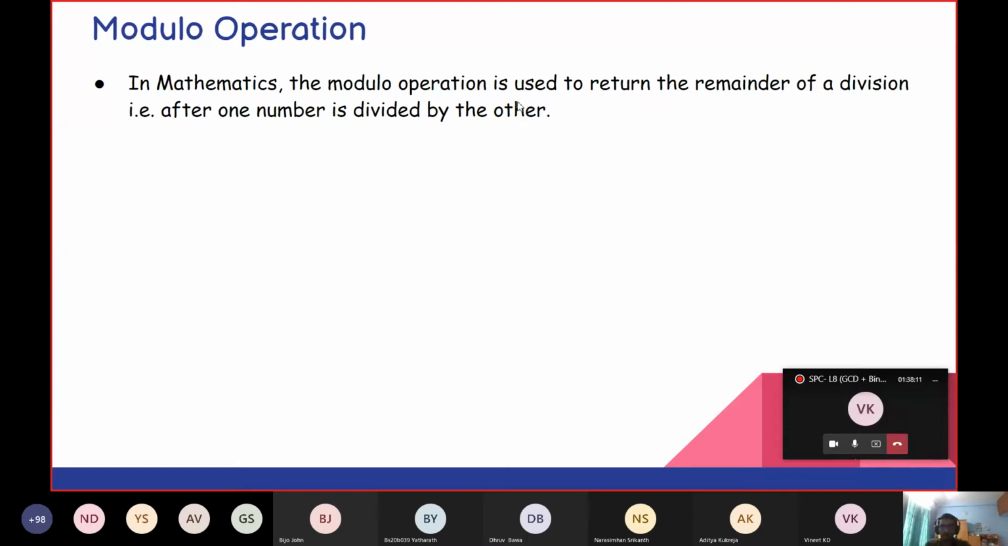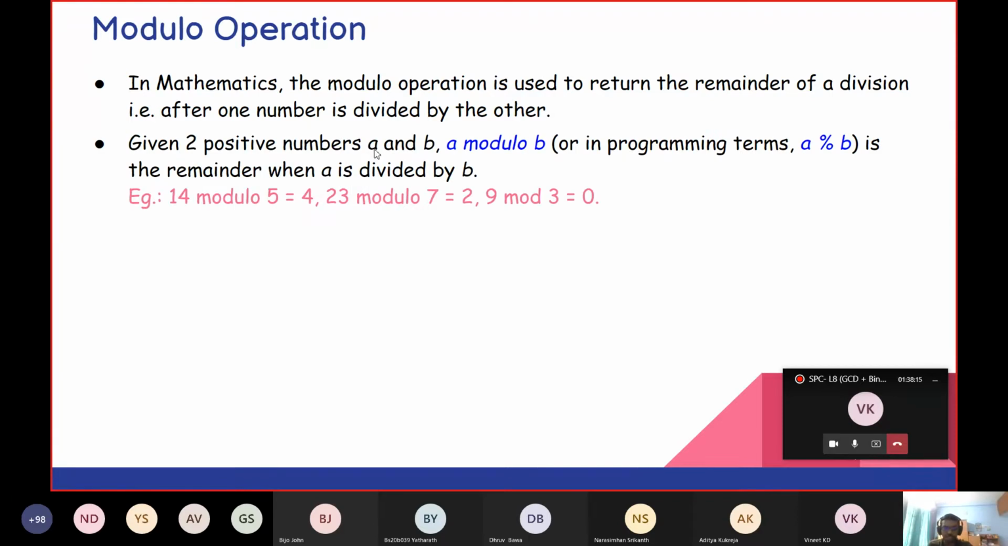So in maths, the modulo operation is used to return the remainder of a division. So basically, if you have two positive numbers A and B, A modulo B is the remainder that you get when you divide A by B. So these are all pretty basic. 14 is equal to 5 into 2 plus 4. So the remainder is 4. So 14 modulo 5 is 4. Similarly, 23 modulo 7 is 2. And 9 modulo 3 is 0. So till this, it should be fine. And if you have any doubt at any point in time, raise your hands.